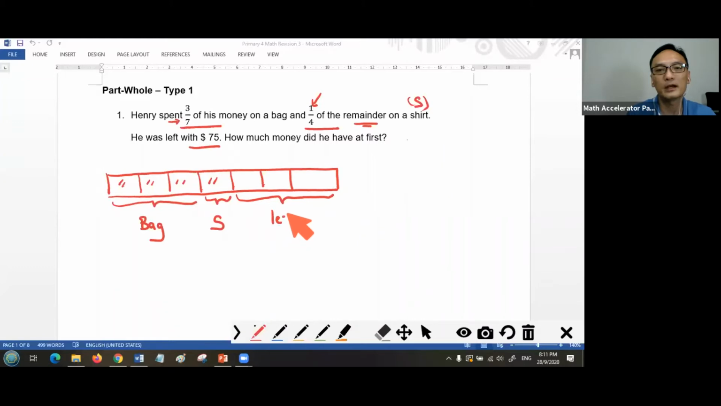Can you tell me how much is left? Can you zoom in on the question and let me know how much is left? Right, $75. So 3 units is $75. Can I give you 2 minutes? Can you help me solve this question and find out for me how much money did he have at first?